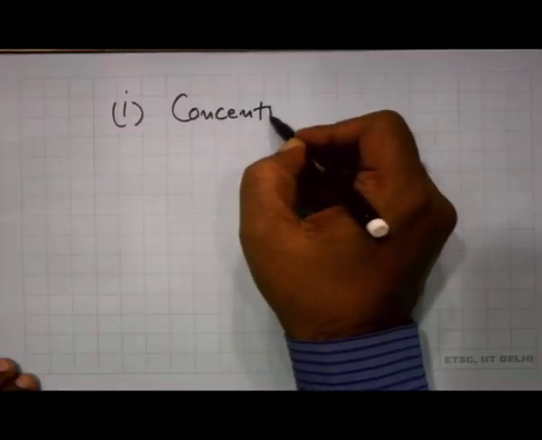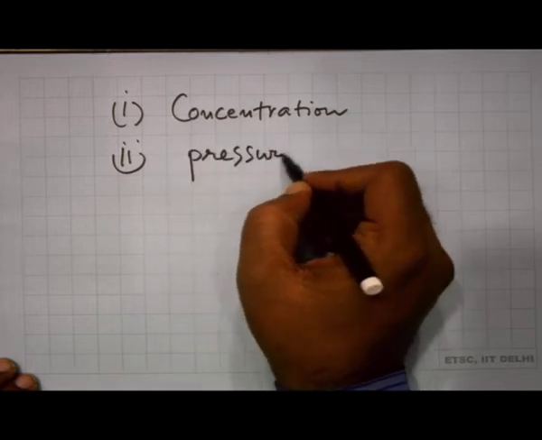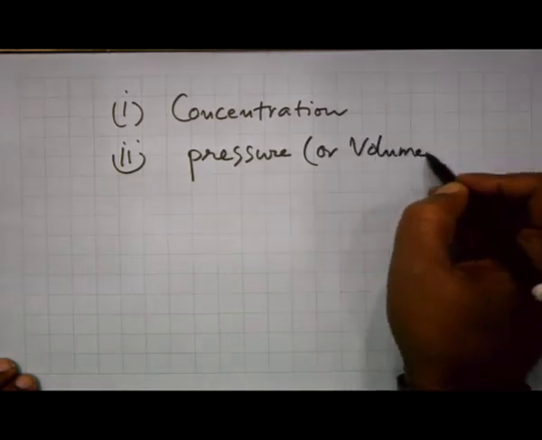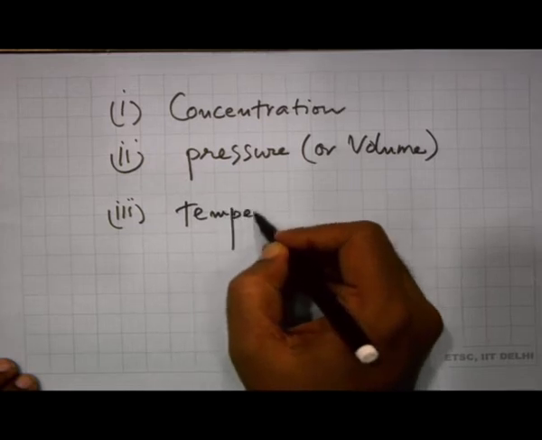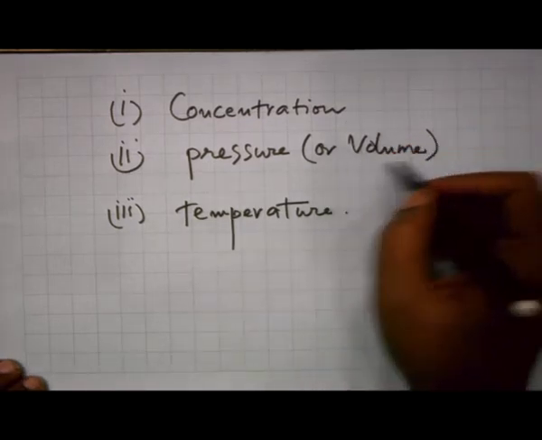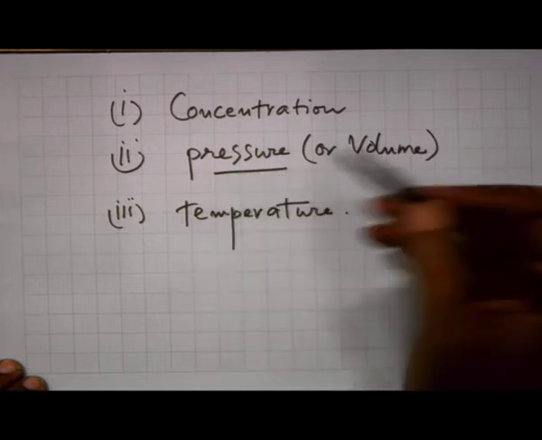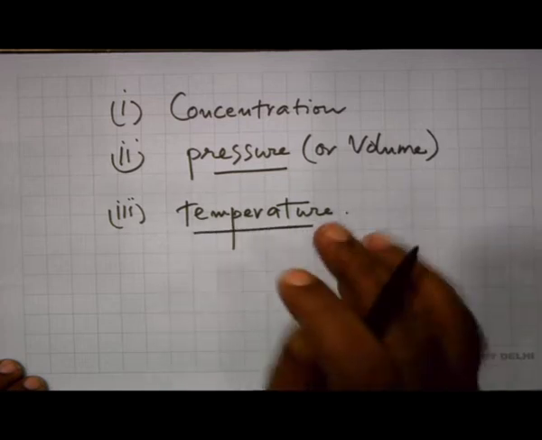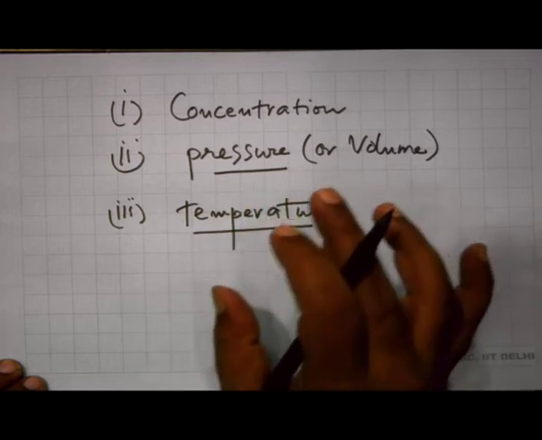So, what are the things we can change? First is concentration, second is pressure or volume, and third is temperature. In some cases increase in pressure can increase the product, but in other cases increase in pressure will decrease the product. Similarly, in some cases increase in temperature will increase the product, and in other cases your increase in temperature will lead to decrease in product.